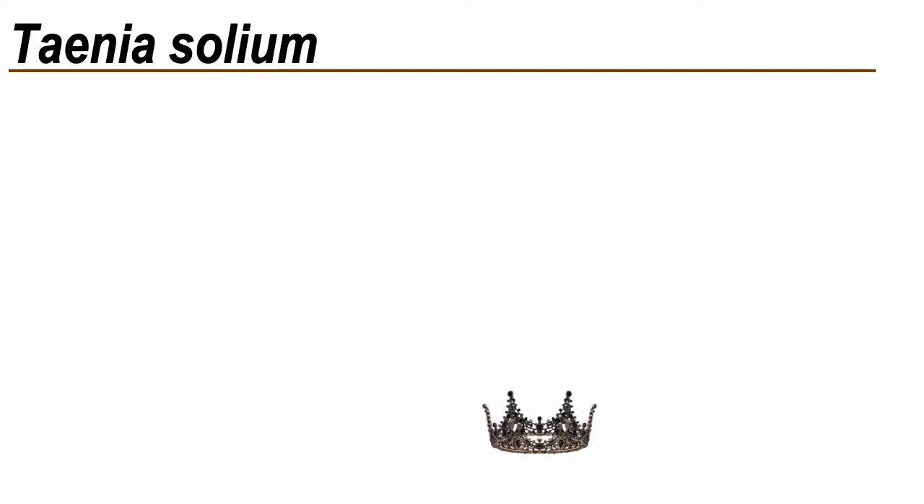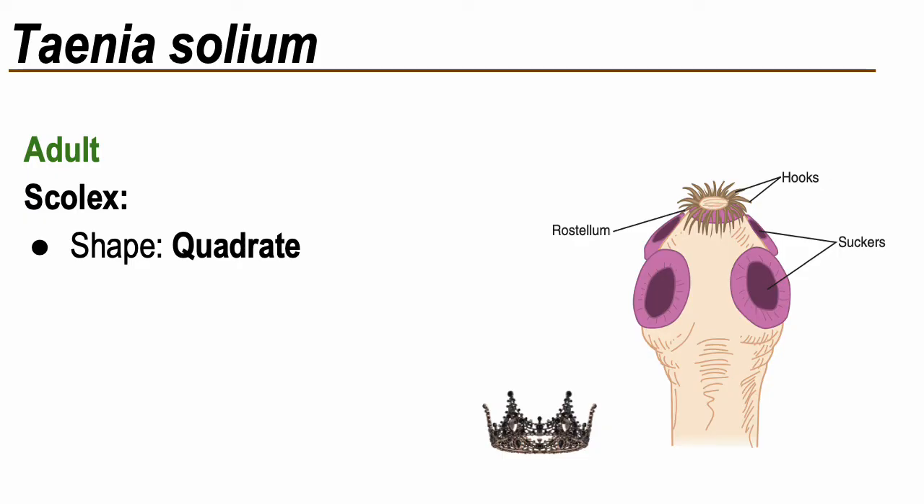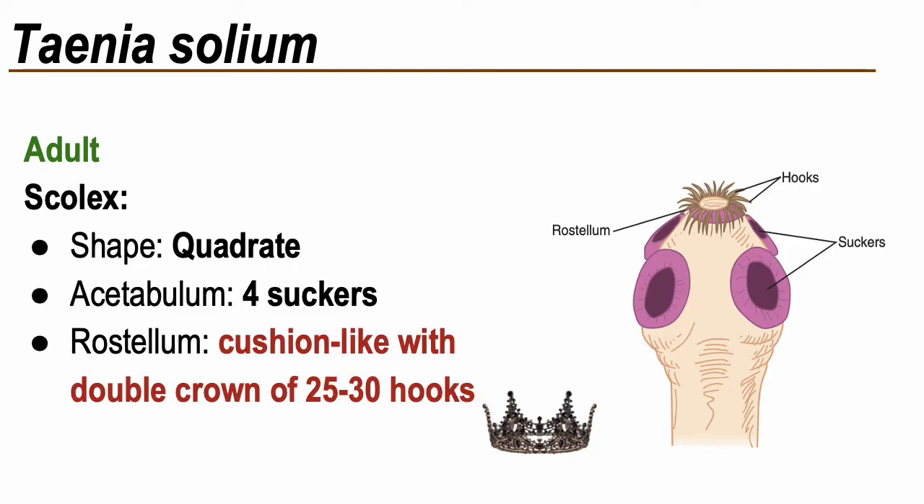So now let's skip to the adult tapeworms. For the adult, we take note of the presence of their scolex or the anterior attachment organ. The scolex of Taenia solium is quadrate, which is unique to all the cyclophyllideans, and contains 4 muscular suckers. Since this is a cyclophyllidean, it has a cushion-like rostellum with a double crown of 25 to 30 hooks, just like here on this picture.